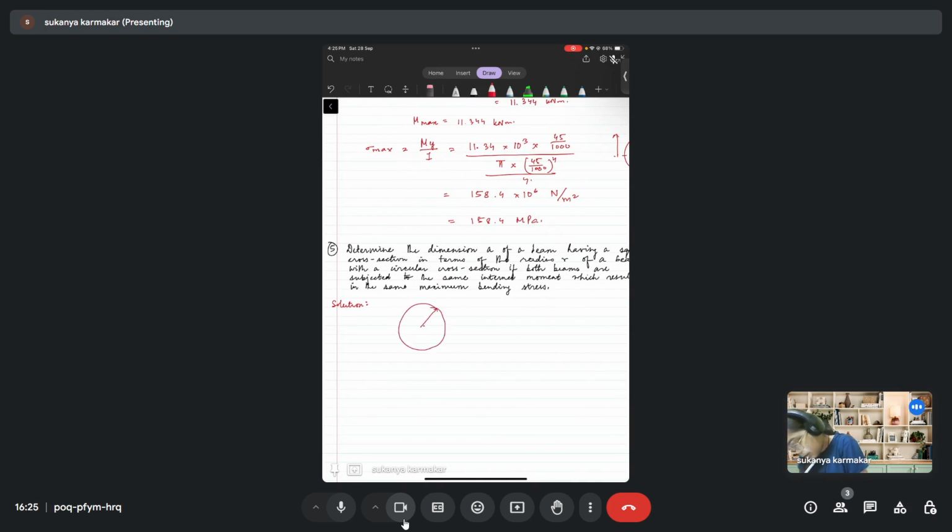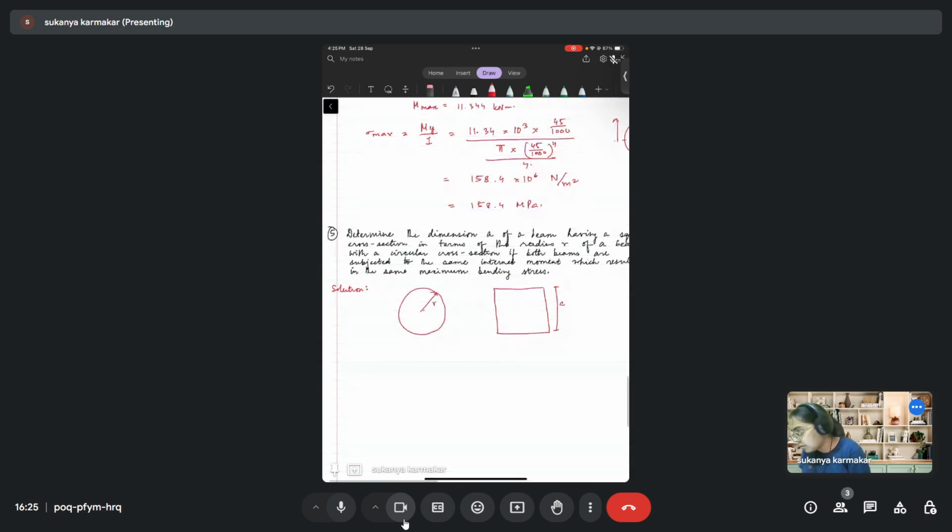These are the two cross sections. Here the radius is r, and the other cross section is a square with side length a. You have to develop a relationship between a and r so that the bending stress comes out to be equal.